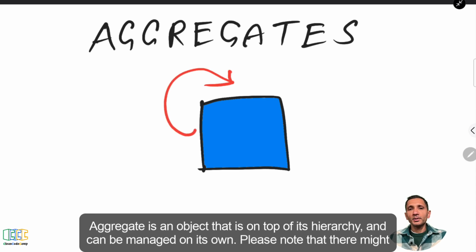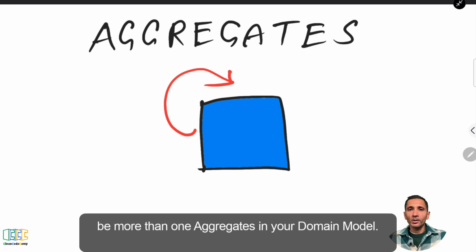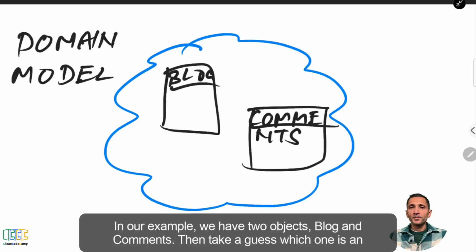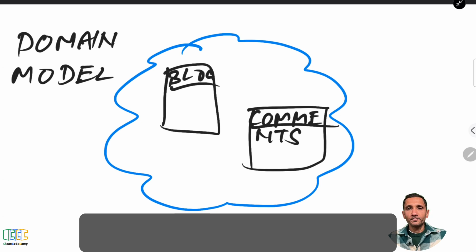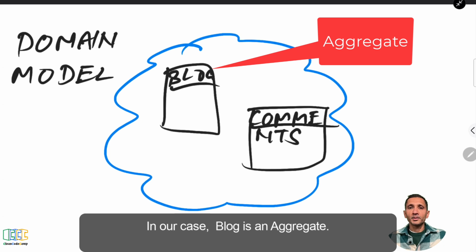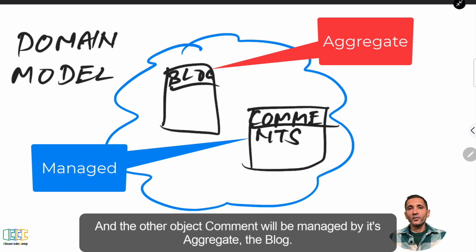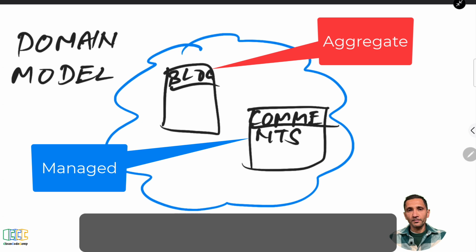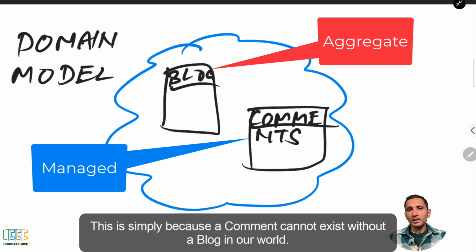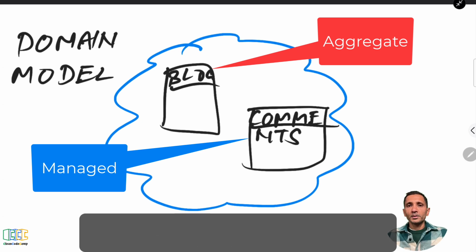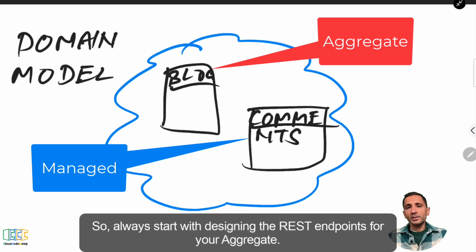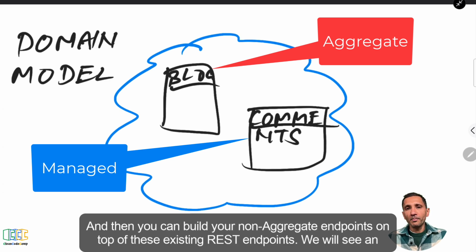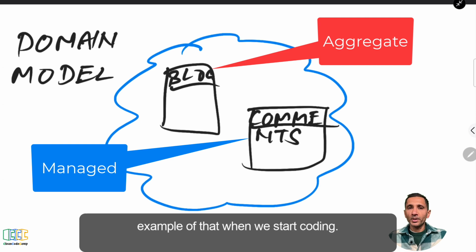Please note that there might be more than one aggregate in your domain model. In our example, we have two objects, blog and comments. Can you take a guess which one is an aggregate? In our case, blog is an aggregate. And the other object, comment, will be managed via its aggregate, the blog. This is simply because a comment cannot exist without a blog in our world. So, always start with designing the REST endpoints for your aggregate. And then you can build your non-aggregate endpoints on top of these existing REST endpoints. We will see an example of that when we start coding.